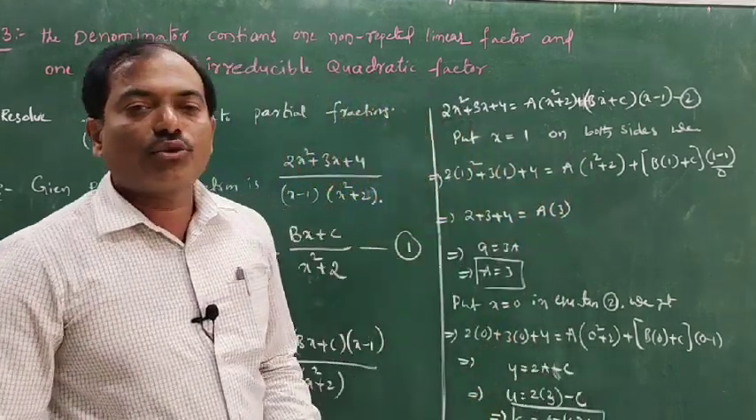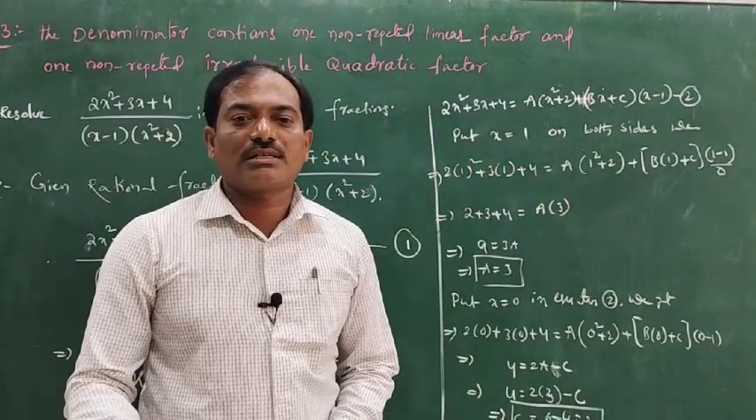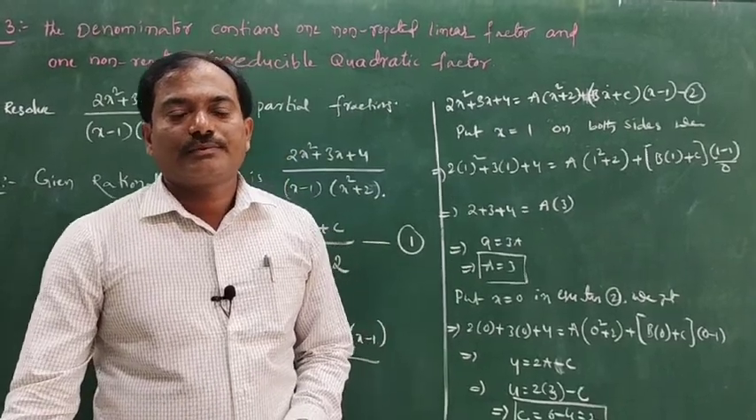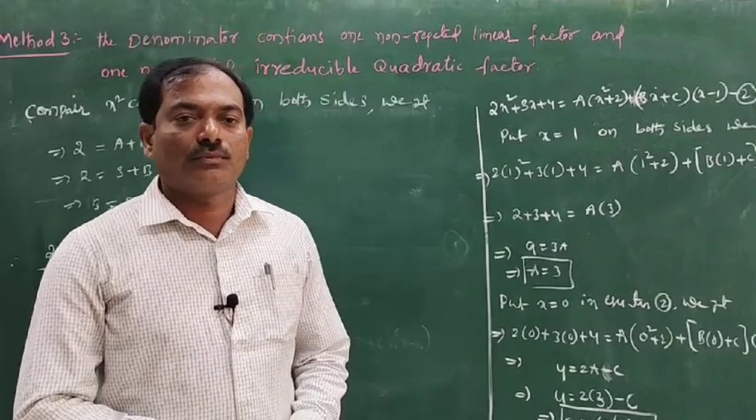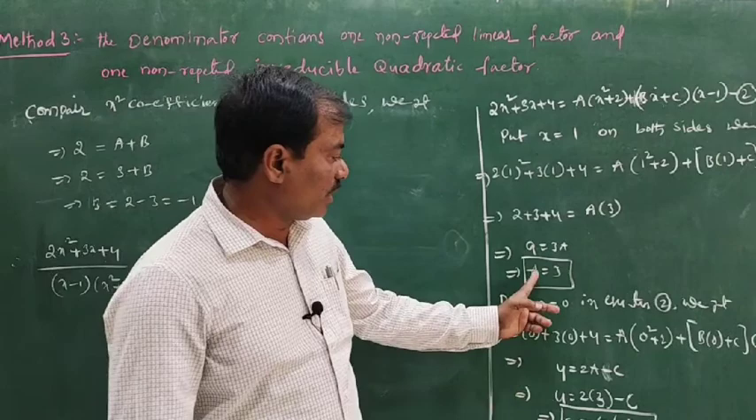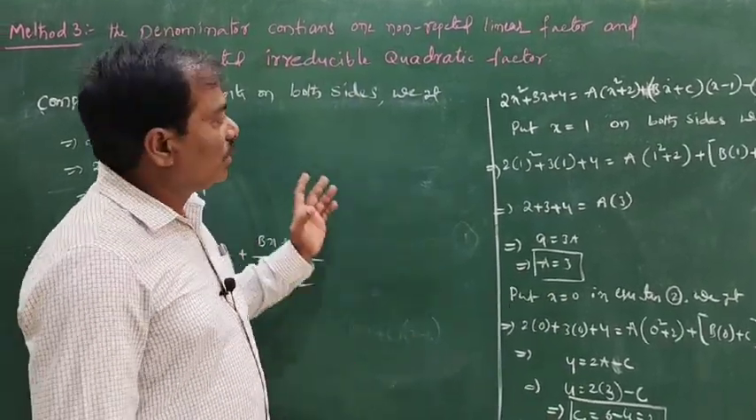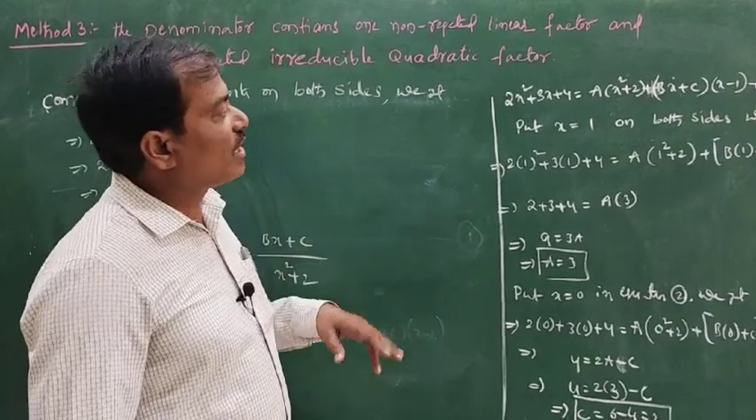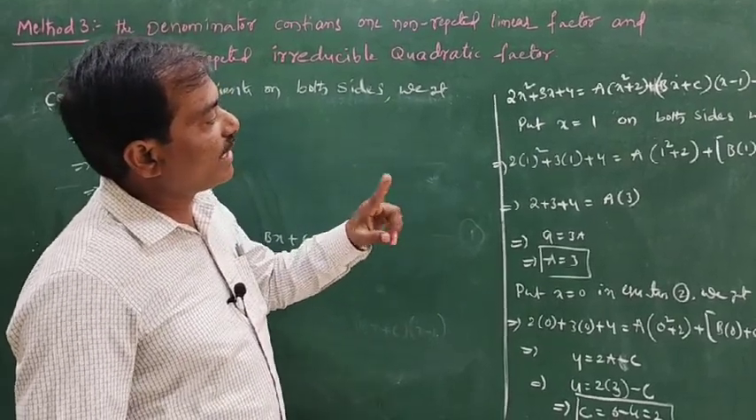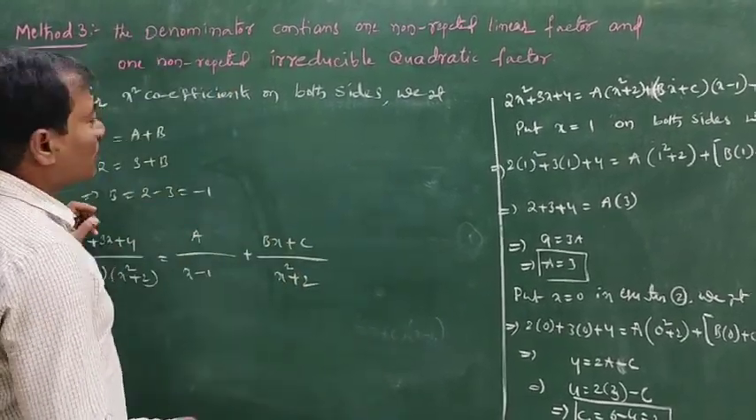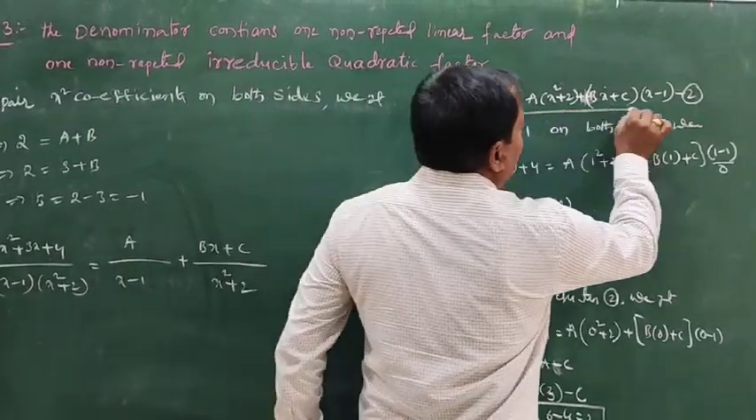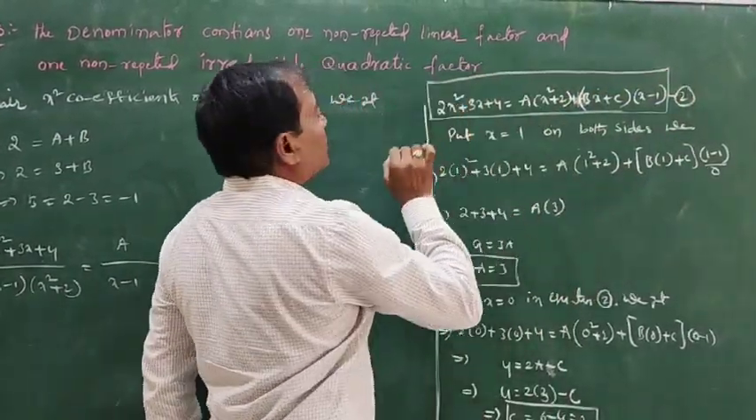And we have one more constant value to find out. Already we found the a value and the c value. Now we have to find the remaining value b. We compare the x² coefficients on both sides. So in this equation, we have to compare x² coefficients on both sides.